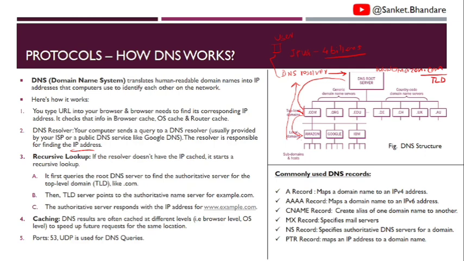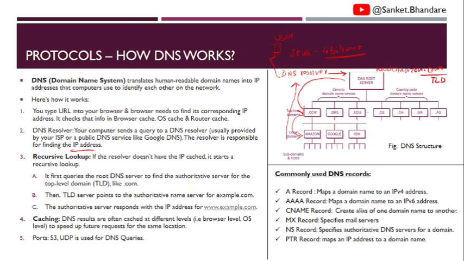So for speeding up future requests for the same domain, caching is done, and DNS makes use of port number 53, and from the transport layer it makes use of the UDP protocol in order to perform DNS queries. So this is the high level overview of how DNS works.